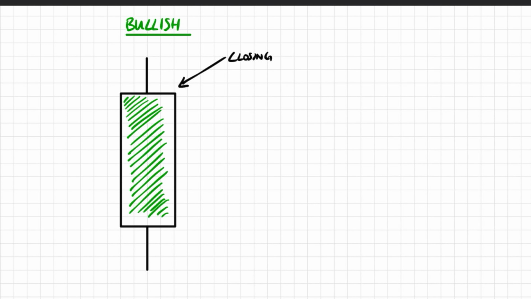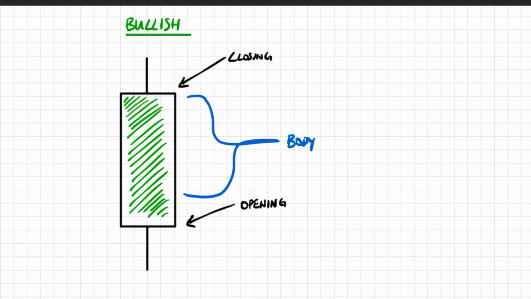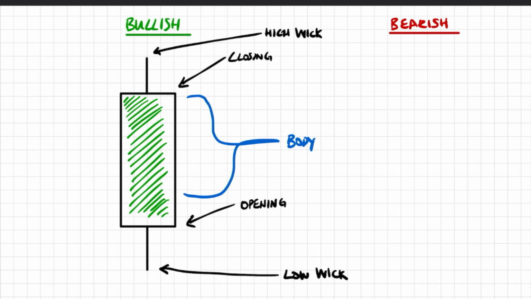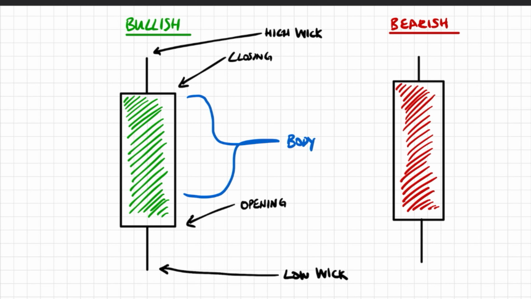Now on the left hand side we have a bullish candle colored in green. As you can see, the closing price is higher than the opening price, which means the price at which the candle closed was higher than the price it opened at. We have also marked out the body of the candle in blue, as well as the high and the low wick. And on the right hand side we have a bearish candle. The only difference to note is that the closing price is lower than the opening price.